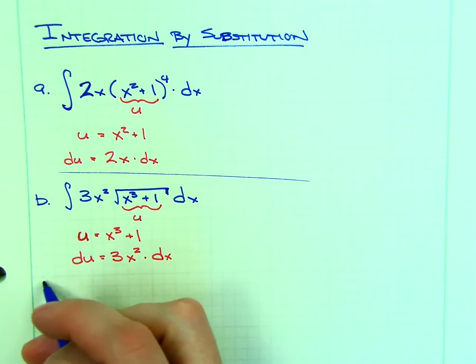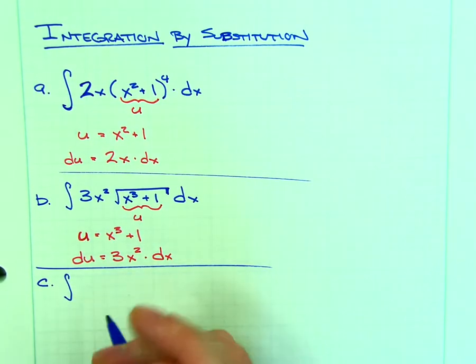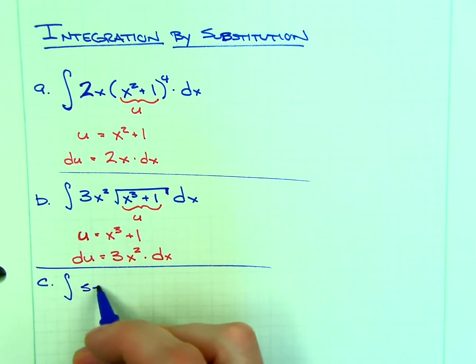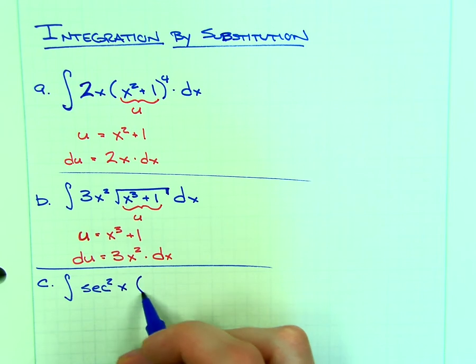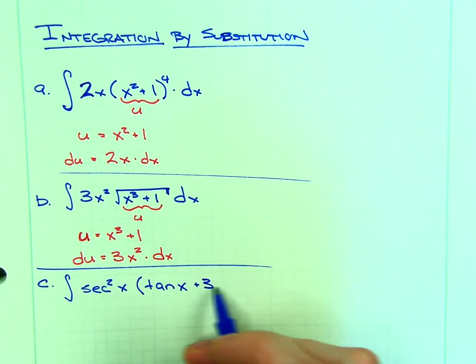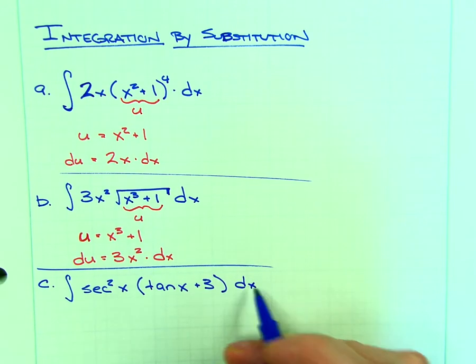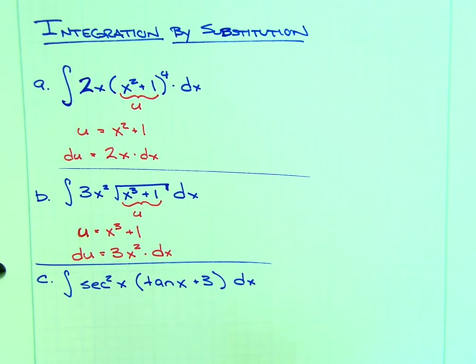Okay, last one, jumping into some trig stuff. Okay, let me draw a line there. So if I go secant squared of x times the quantity tan x plus 3 dx. Now this is a little bit trickier because we're dealing with some trig stuff. You might not be that familiar with it. It's also a little bit trickier because the nested function isn't as obvious, right? There's nothing raised to a particular power in this case.